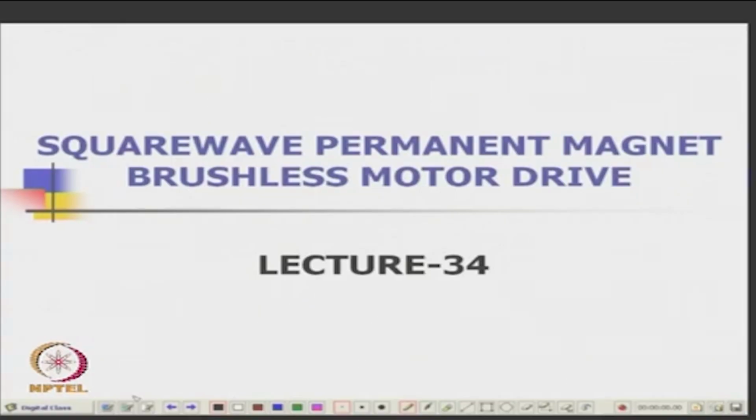Now, in this lecture we will take up the aspect of a brushless DC drive. Brushless because it does not have a commutator or brush arrangement, DC because the supply is DC. The DC can come out of AC, but it is a regulated DC. One can think of a battery also.